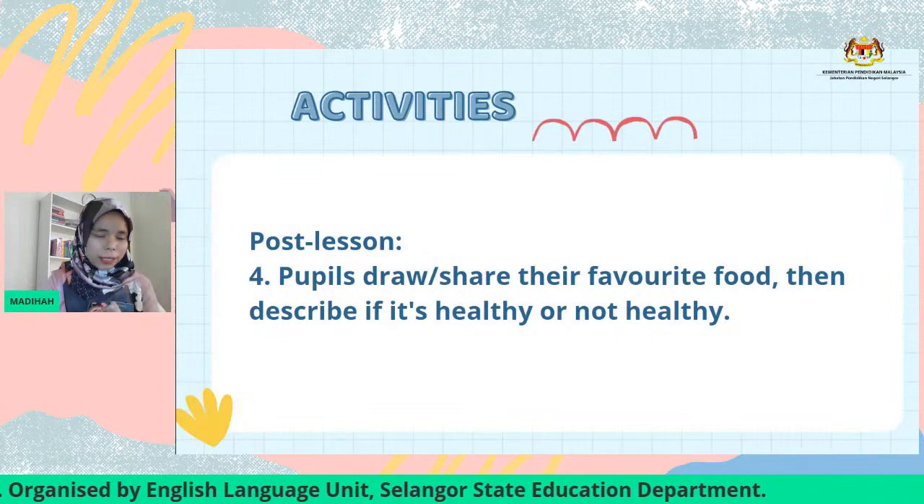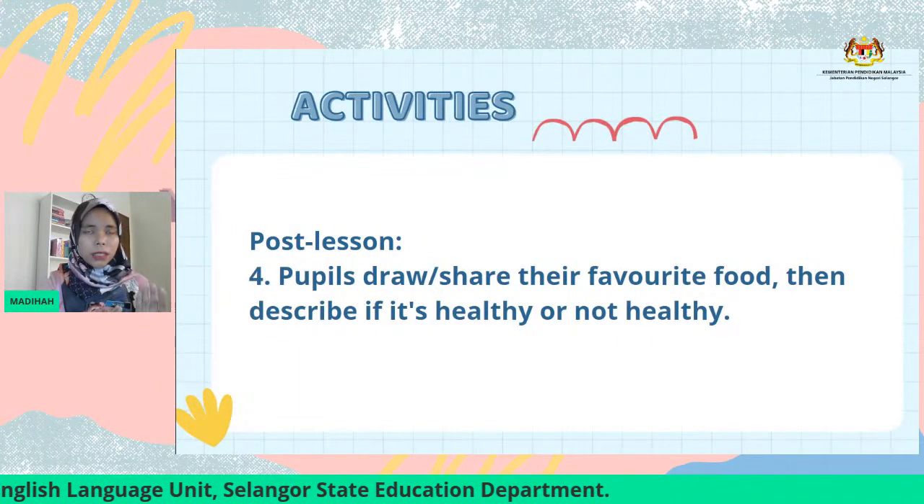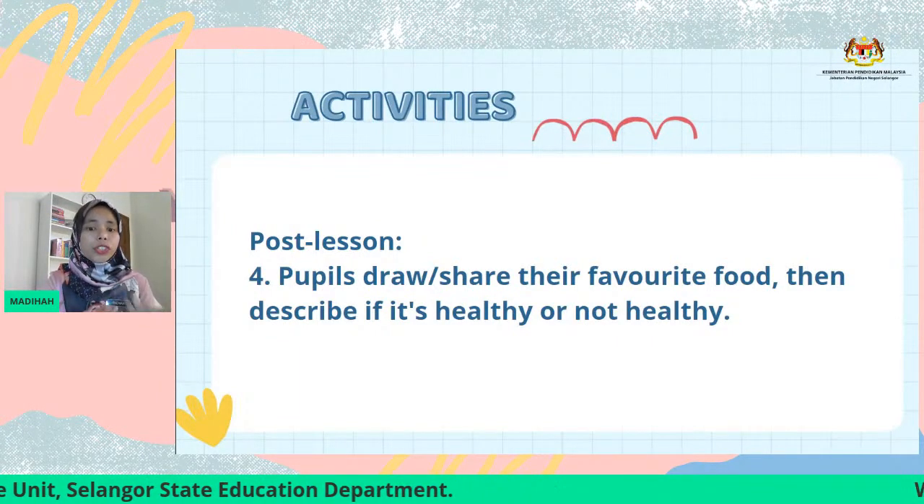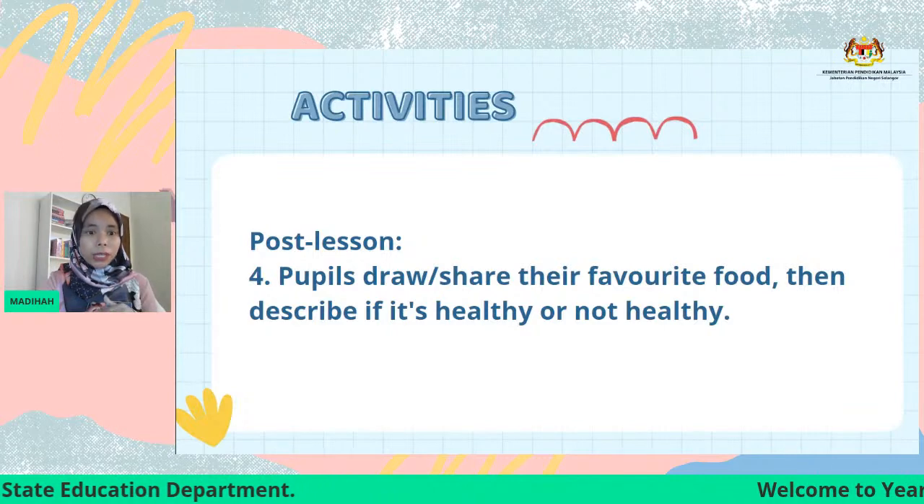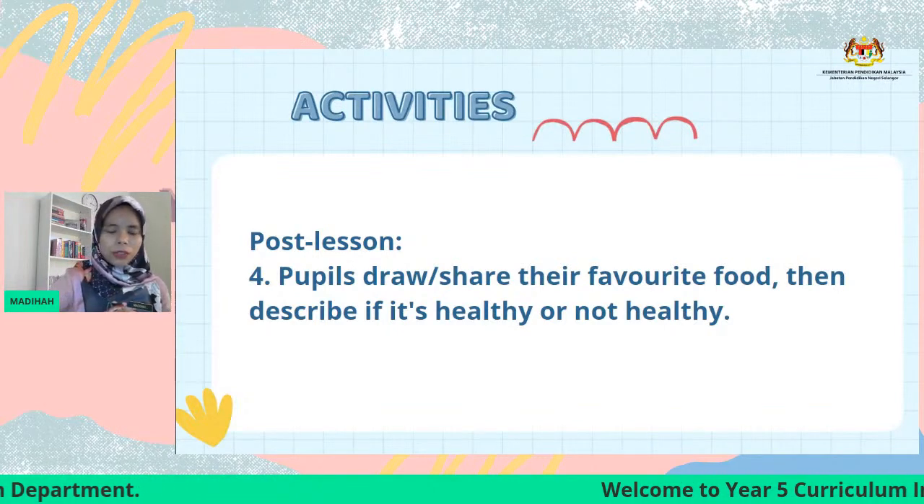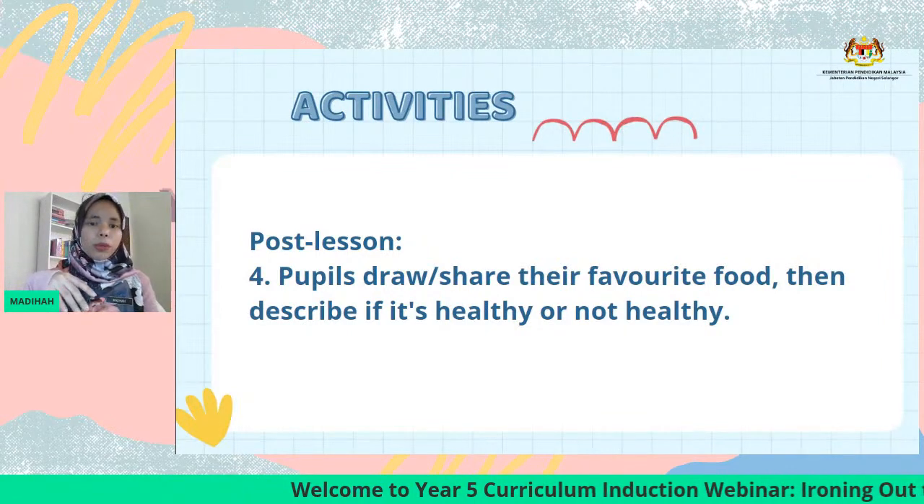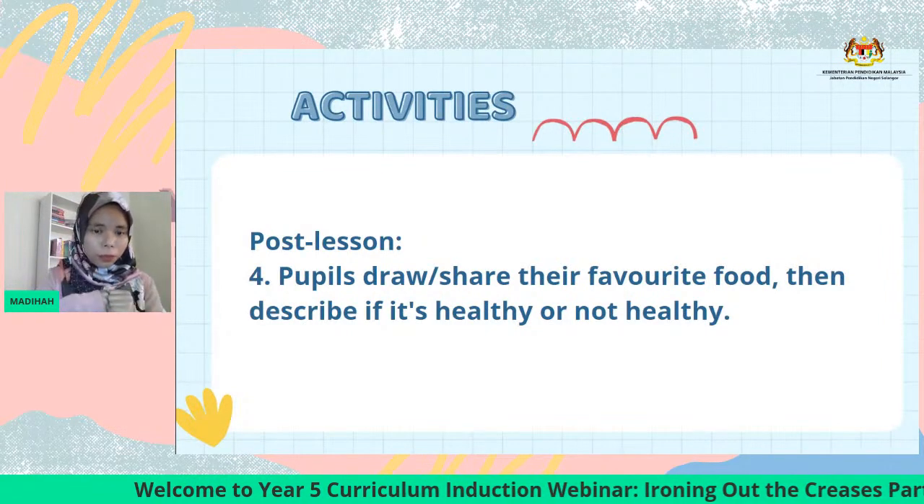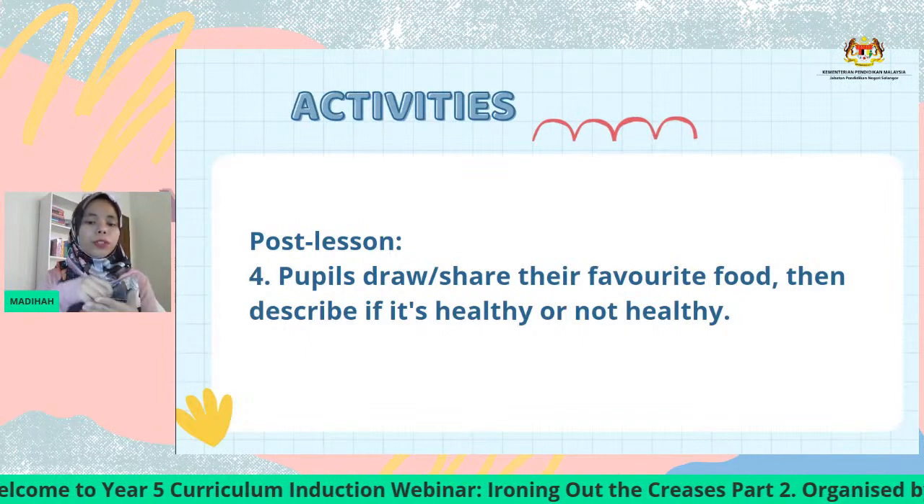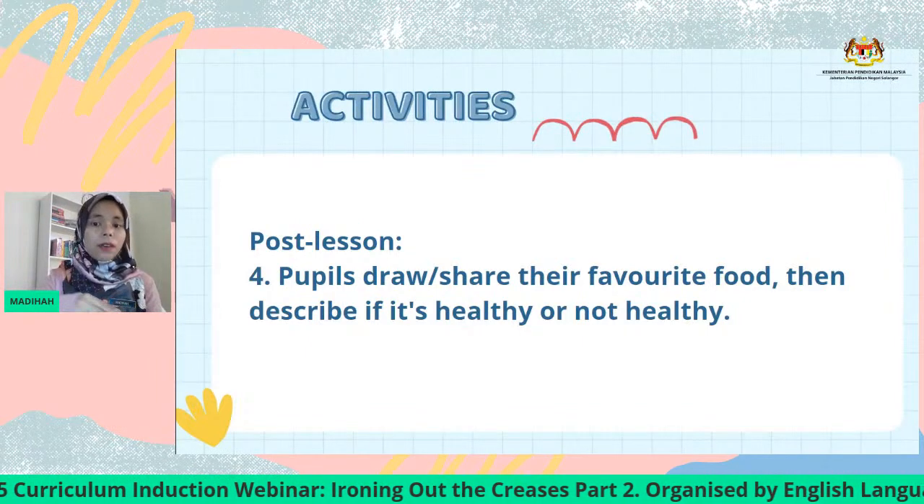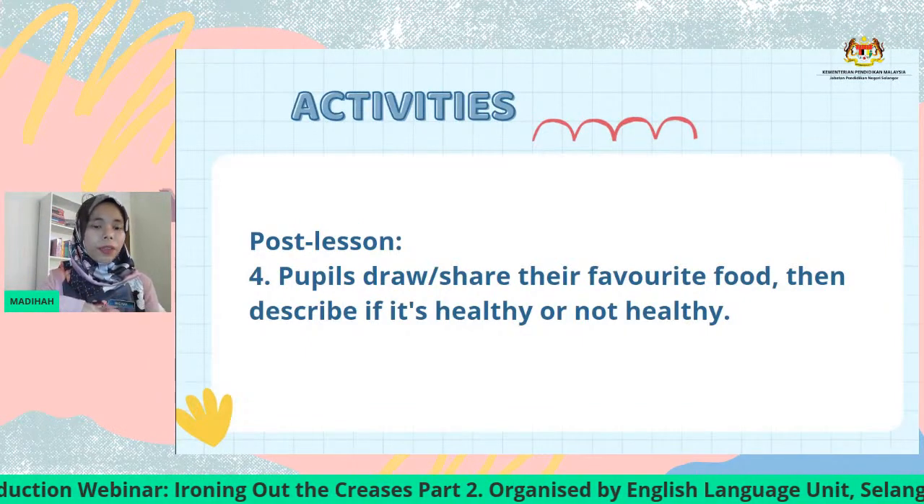So for post-lesson, after they have done peer assessment, pupils will share or draw their favorite food. Okay, just now, it is written in the SOWs that pupils will draw vegetables or fruit. So maybe I would like to change that a bit, but still under the topic food. Pupils will draw or share their favorite food and describe if it's healthy or not healthy.